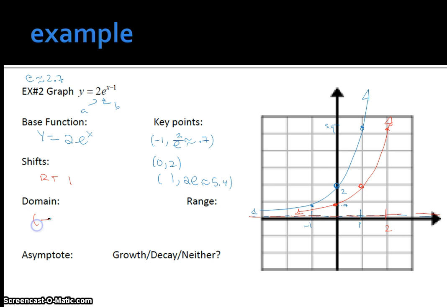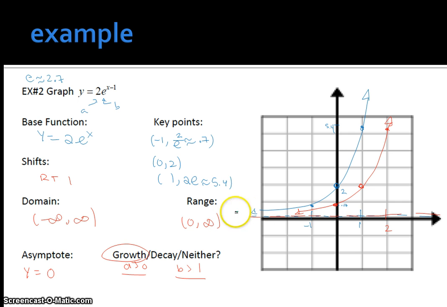The domain is all real numbers, so from minus infinity to infinity. The range, it only is y is bigger than 0, which in interval notation is from 0 to infinity. The asymptote is the equation y equals 0. And is this growth, decay, or neither? So my a value is bigger than 0. My b value is bigger than 0. Oops, it's bigger than 1. So it is growth. When a is bigger than 0 and b is bigger than 1, that is growth.